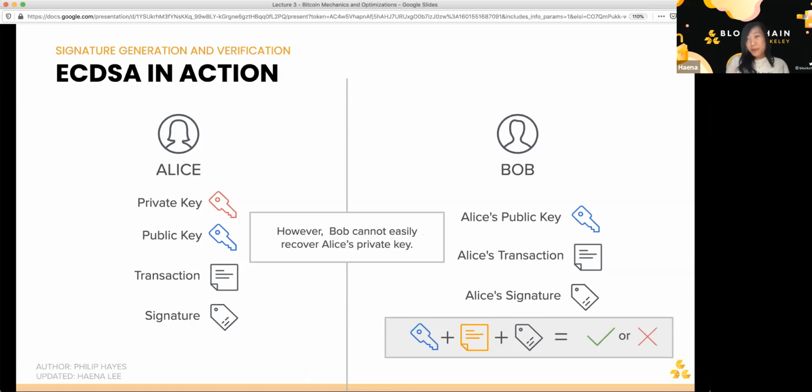However, even though Bob may be able to verify if the signature indeed was created by Alice, Bob still won't be able to easily recover her private key. And this is because it is very difficult to reverse engineer the private key from a public key. And we'll go into more detail why in a little bit.